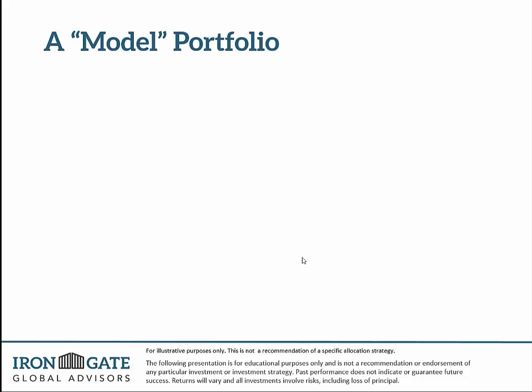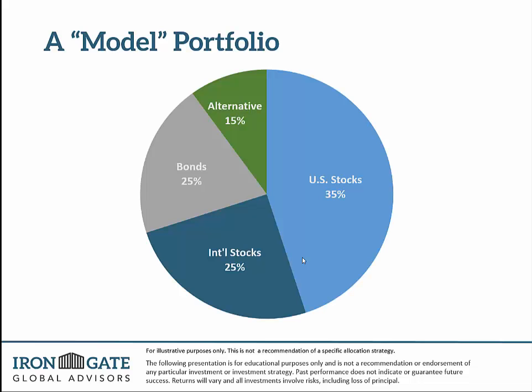So let's start out by defining and looking at what we call a model portfolio. And when I bring this up, a model portfolio is just how a portfolio would be allocated, right? And this is just for illustrative purposes. It's an example, but you've got U.S. stocks is 35% of a portfolio. You've got all international stocks as well. So you have equities that make up a large portion of your portfolio.